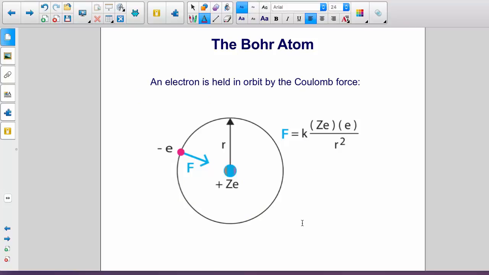So let's look at how Bohr modeled the atom. We'll begin by looking at its physical structure. An electron is held in orbit by the Coulomb force. That force is given by K, or 1 over 4 pi epsilon naught, times the charge on the nucleus Ze times the charge on the electron e, divided by the distance from the nucleus to the electron, r, all squared.